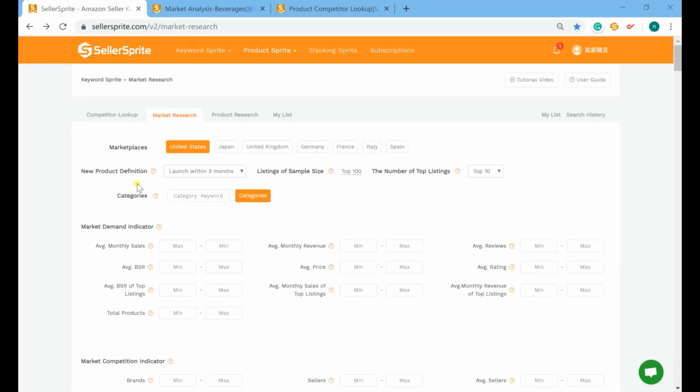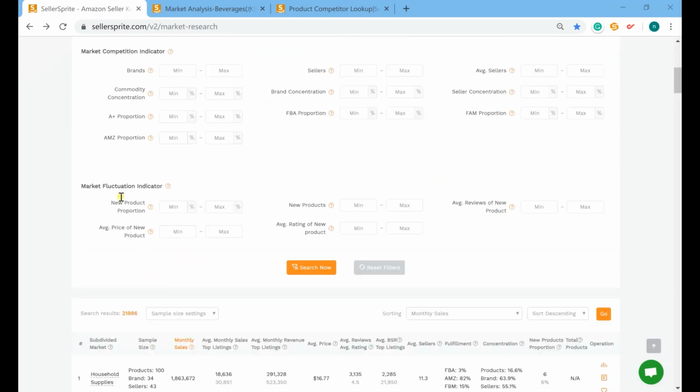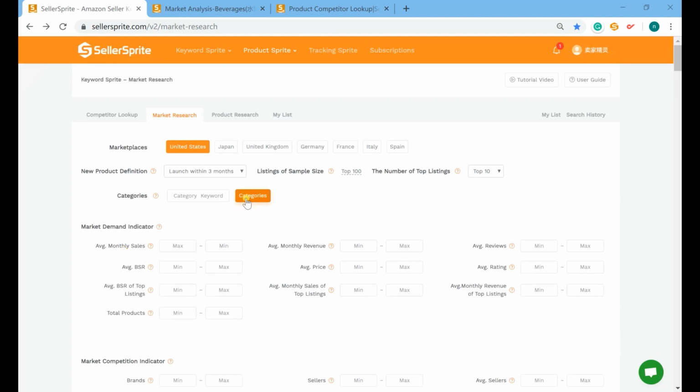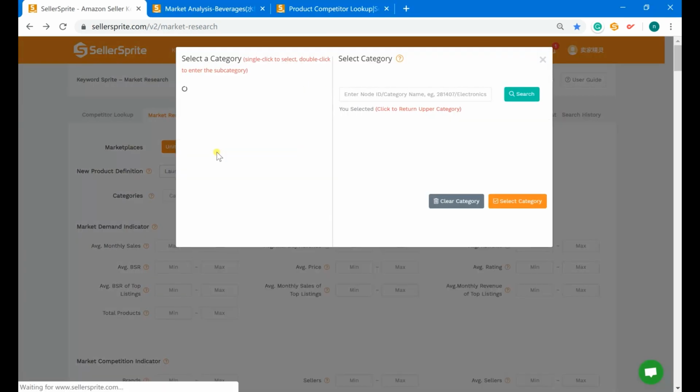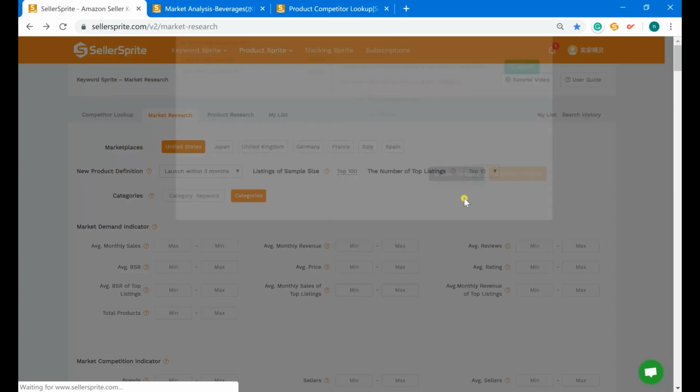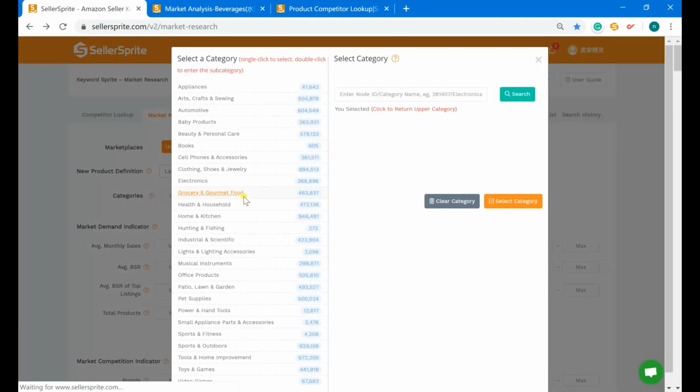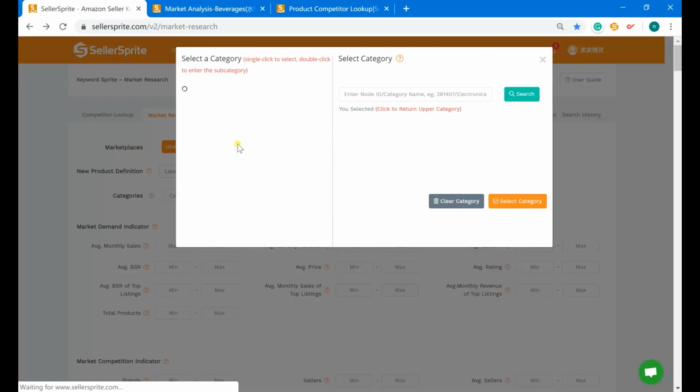Next, choose the category. There are more than 20,000 markets in this tool. You can either double-click the category node to enter the subcategory until you find your target market, or choose a main category to discover all the markets under it. For example, if you want to verify whether the ice pop mold market is a profitable market for you, you can find the report for it by clicking the category node or inputting its category node name directly.